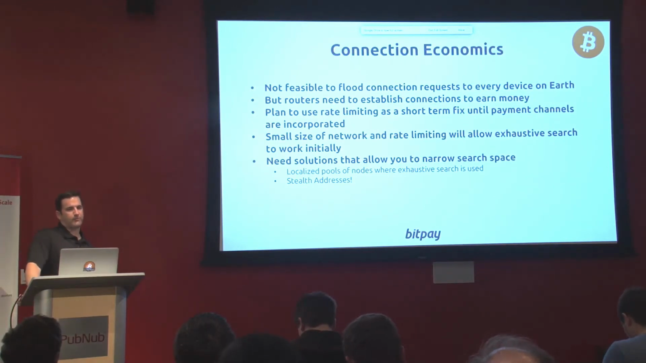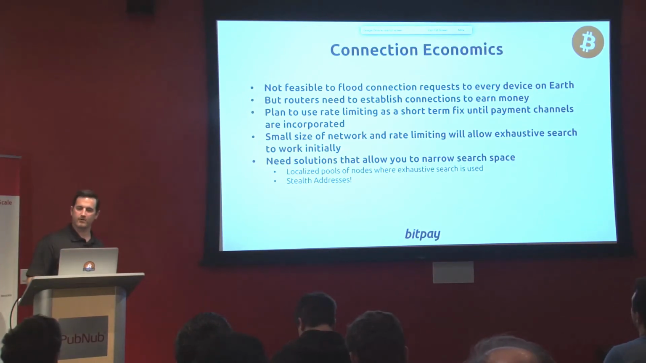As a short-term fix, before we implement payment channels and negotiation of payments, we're just going to use simple rate limiting, so that a given peer can only do a certain number of connect requests initially. This will work while Foxtrot is a very small network, and we will actually exhaustively search the entire network of connected nodes. But as it grows, that's not going to be scalable. So again, we need to find solutions that allow you to narrow the search space. I thought of a couple things.